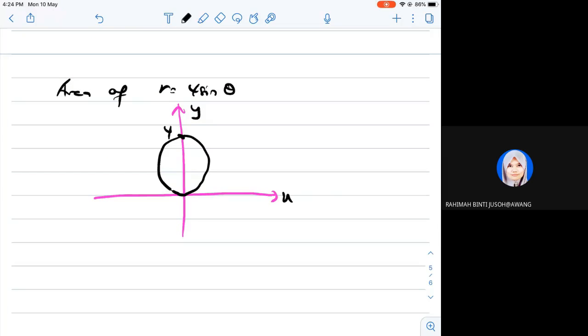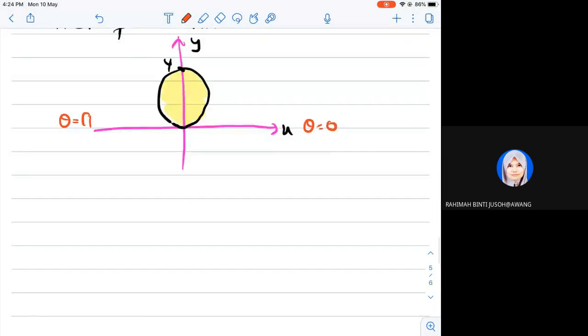So memandangkan kita punya region tu dekat atas ni, kita punya limit of angle tu tak sampai 2 pi lah. Theta from 0 until theta equals to pi je. Dah complete dah satu circle tu. Okay, so in order to calculate the area guys, area equals to 1/2 integral from 0 until pi only. So tak perlu sampai 2 pi lah. 0 until pi, 4 sin theta squared d theta.